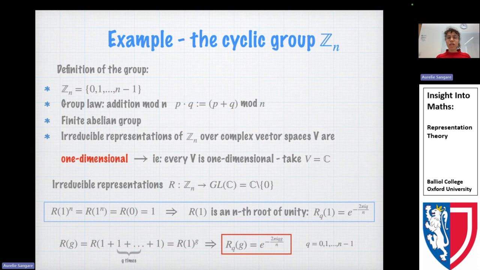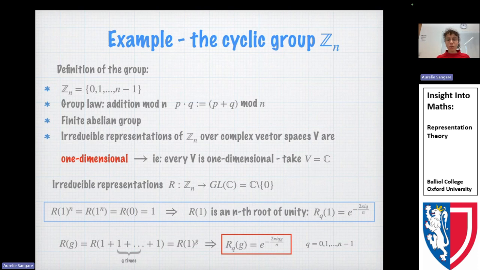So whichever V complex vector space V we consider, it is one-dimensional. And since the complex numbers do form a vector space, we can take V equal to C, the vector space of the complex numbers. So we are looking for the irreducible representations R, which go from the cyclic group Zn into the general linear group of the vector space of the complex numbers, GL of C. And this GL of C is just the entire set of complex numbers, C, except 0.